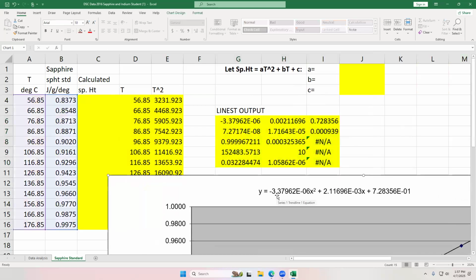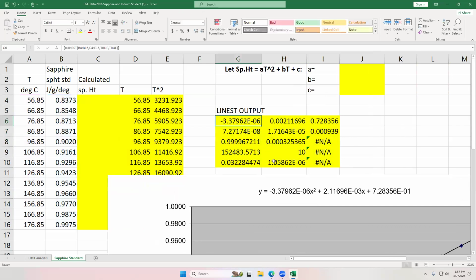So what is this? Minus 3.37 times 10 to the negative 6. That's the coefficient of x squared or t squared, right? What's the coefficient of t? bt. So this is your a, right? So a t squared. So that's equal to a, is that one. I'm going to put that in J1. Where's my b?